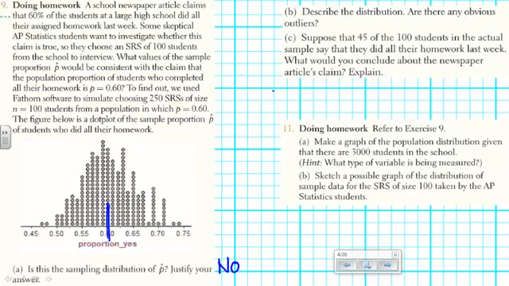Are there any obvious outliers? Yeah, I think down here is an outlier. I think up here is an outlier. So when the population proportion is 60%, numbers like 47%, numbers like, I don't know, 72% are starting to get into the outlier area. Okay, great. So now we get to the meat of the problem. Right there, problem C. Suppose that 45 of the 100 students that actually took the survey said they did all their homework last week.